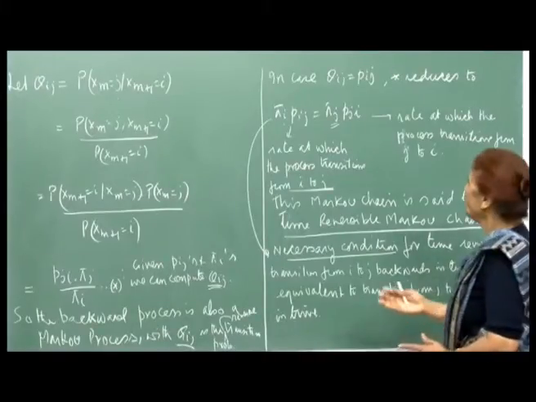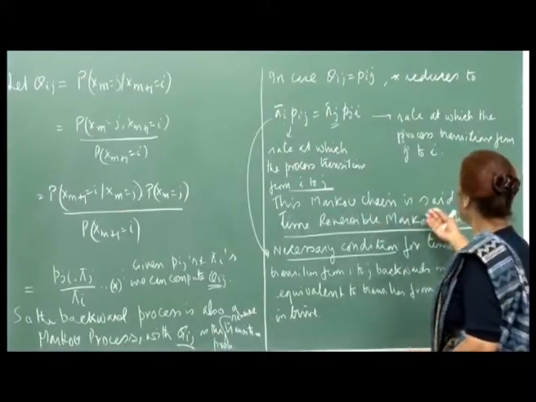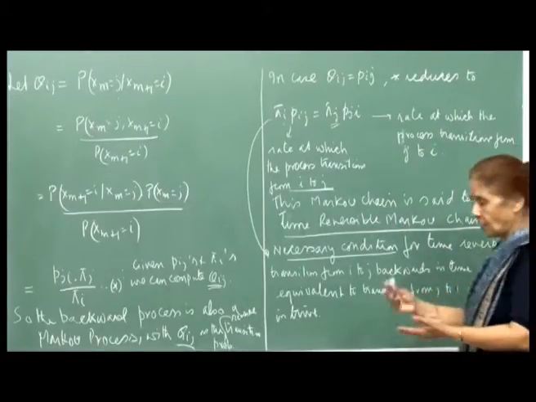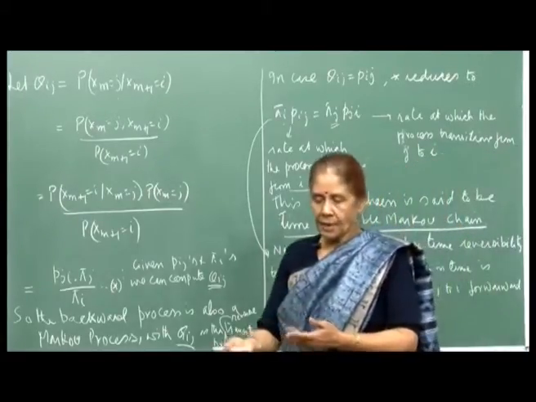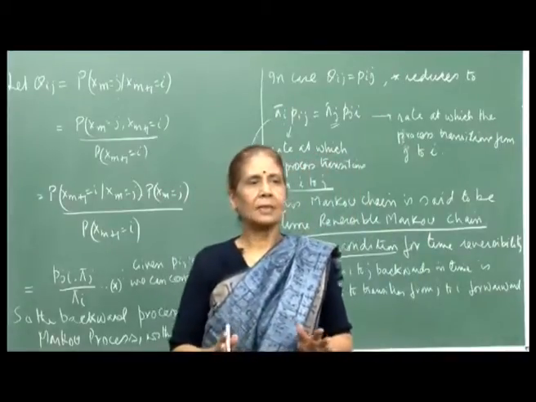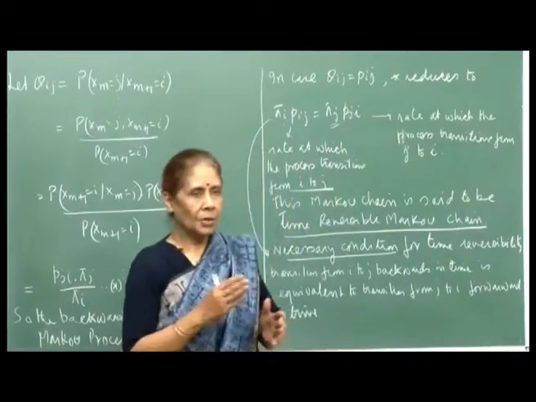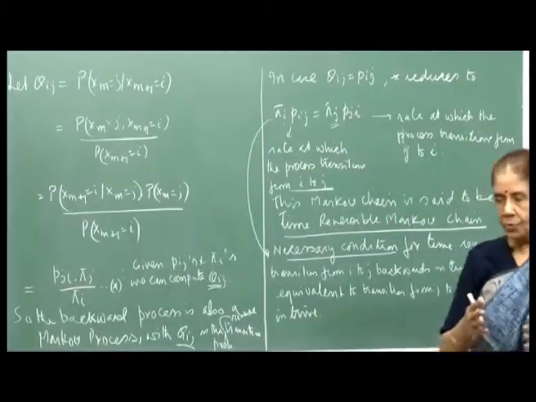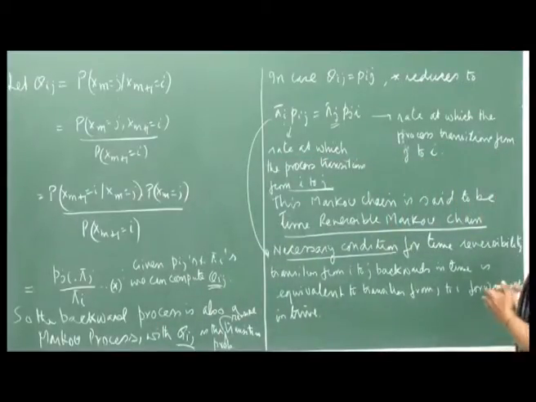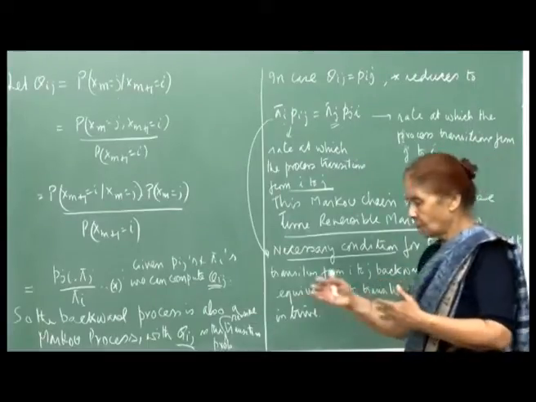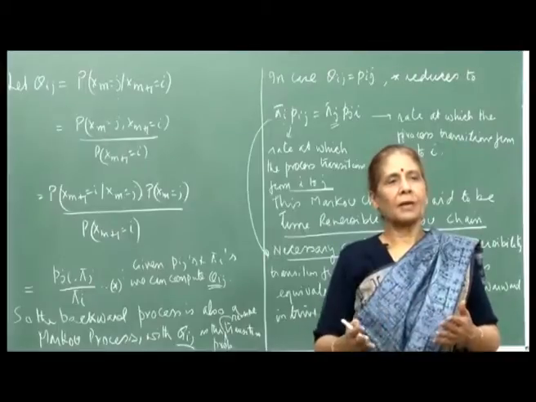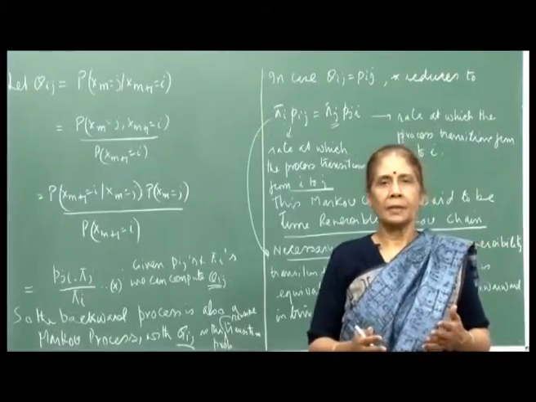So, now you say that this Markov chain is said to be a time reversible Markov chain with respect to time, because the forward transition rate and the backward transition rate are exactly the same. It is something like saying that if you play a tape, you will not be able to differentiate whether it is playing backwards or forwards. This is the idea, right.